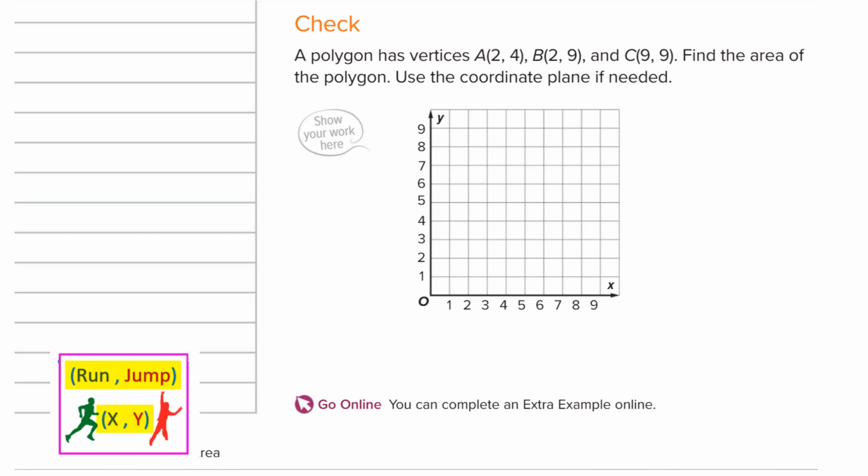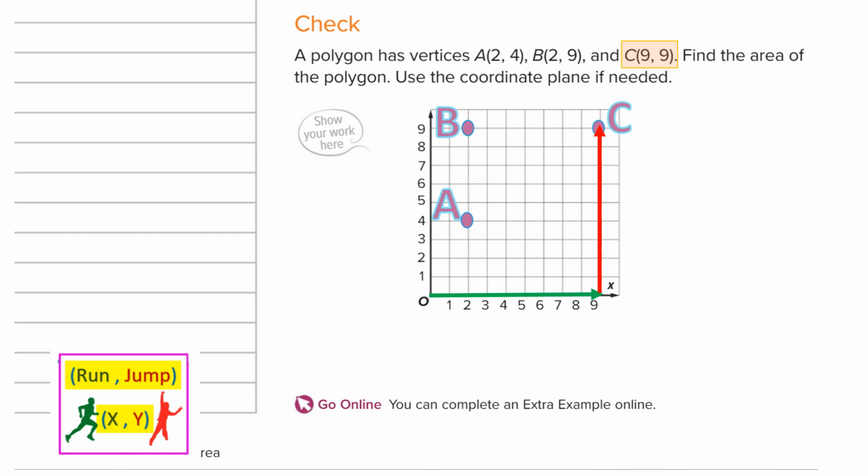So hopefully you have an answer, right? And hopefully you plotted it, because unlike a parallelogram, I can't just use the measurements that are given. So I had to go to 2 and 4, and that's going to be plotted with a point and labeled A. And then I have to go to 9, so forward 2 and up to 9, and that's going to be plotted with a point and labeled B. And then for C, it says to go 9, 9.